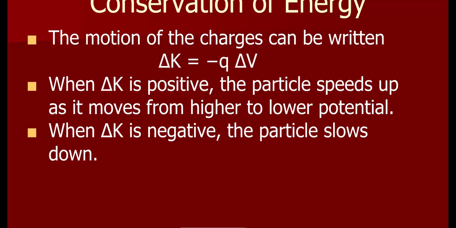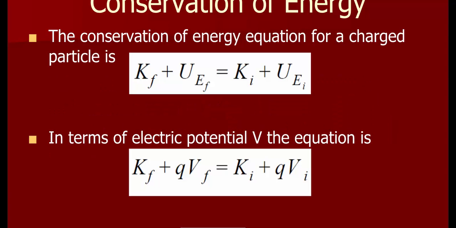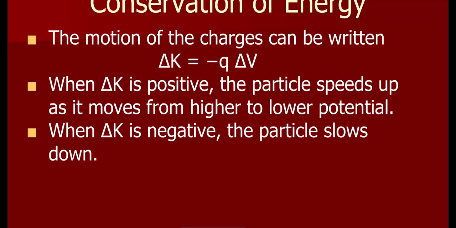So what we can do is rearrange that last equation. This is final, and that's initial. If I do final minus initial, subtracting the initial, I can get delta K, and likewise I can get delta V. The Q will be the same Q, so we can just factor that out. So the motion of the charges can be written as the change in kinetic energy is equal to the negative Q delta V. Because if you don't have the negative in there, then you don't have final minus initial, you have initial minus final. So we want to keep our delta as final minus initial.